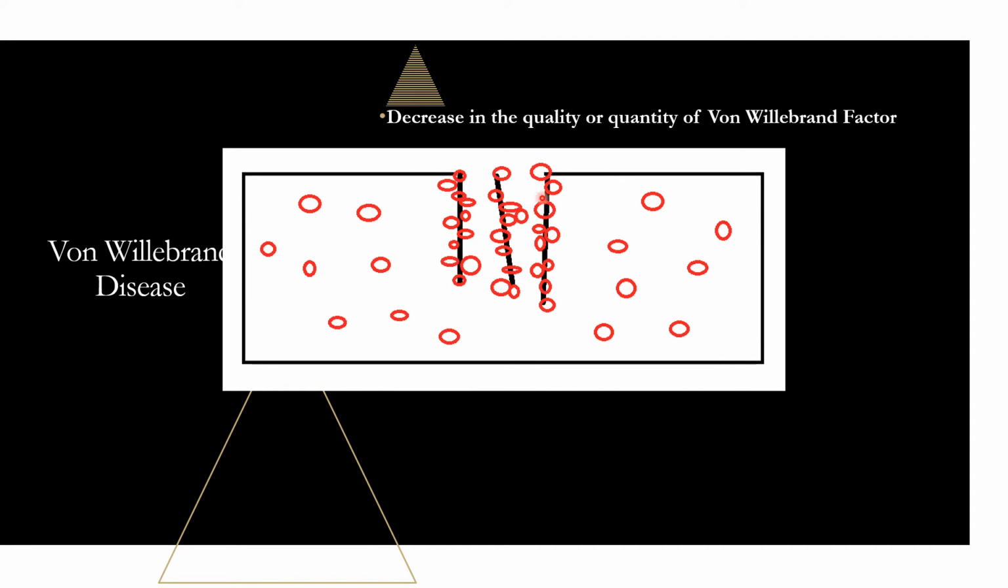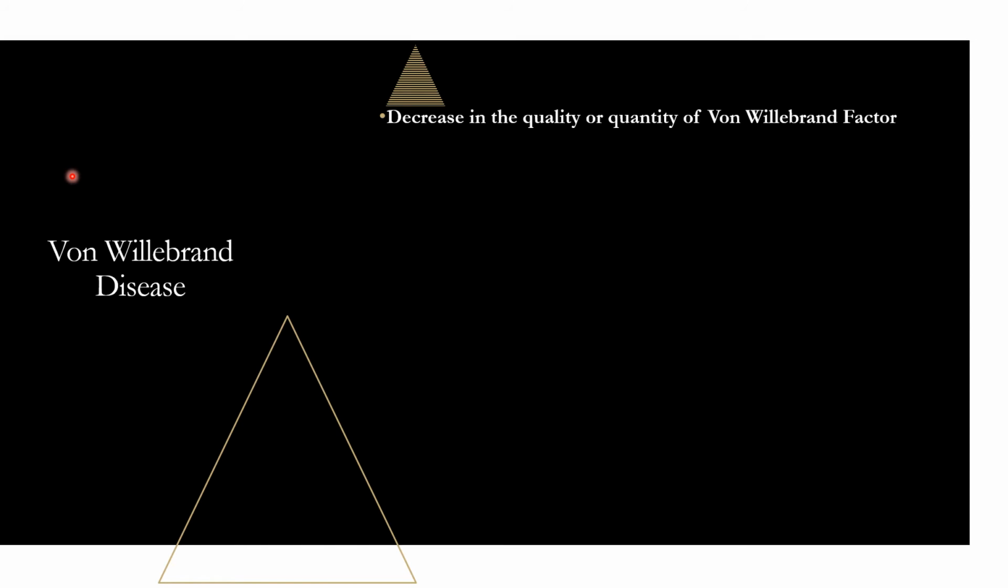So that's the idea of von Willebrand factor. And the problem we have in von Willebrand disease is we don't have enough of these, so we have bleeding. Okay, so von Willebrand disease, this is important. It's the most common inherited bleeding disorder. Up to 1% of the population actually has von Willebrand disease, which is crazy. So the most common inherited bleeding disorder. Remember that if they ask you that.